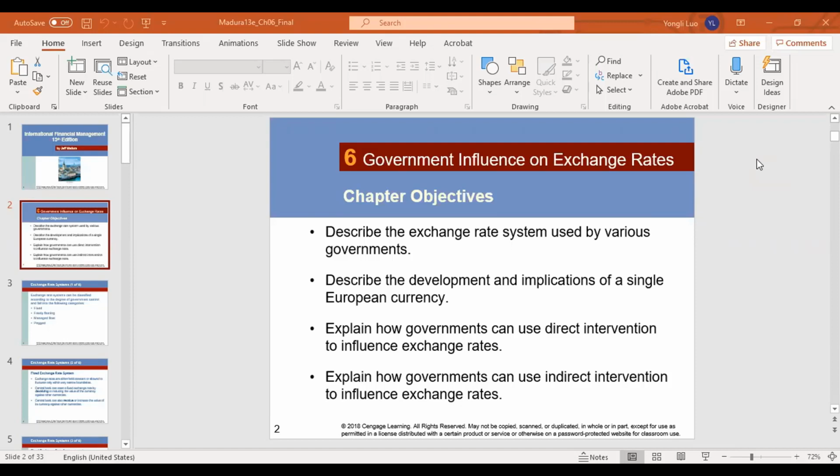The learning objectives include: 1. Describe the exchange rate systems used by various governments. 2. Describe the development and implications of a single European currency. 3. Explain how governments can use direct intervention to influence exchange rates. 4. Explain how government can use indirect intervention to influence foreign exchange rates.